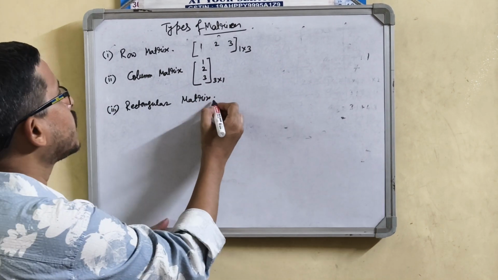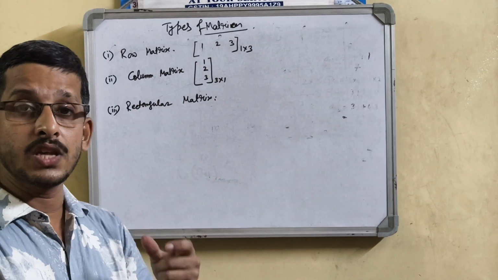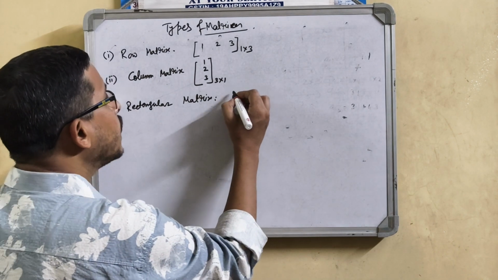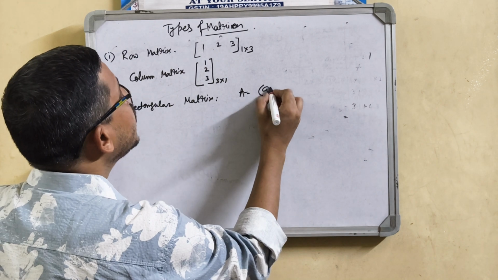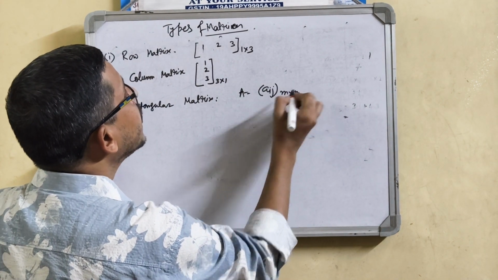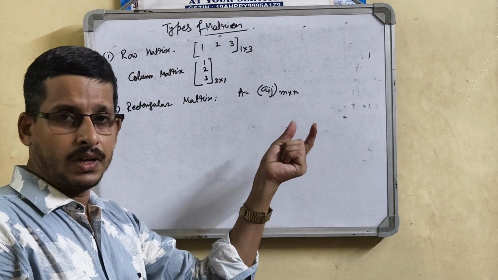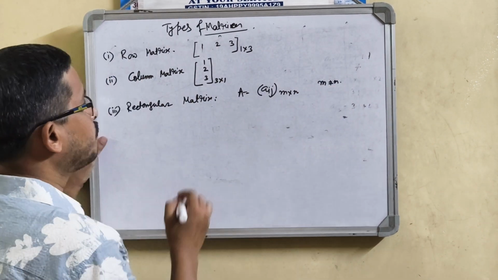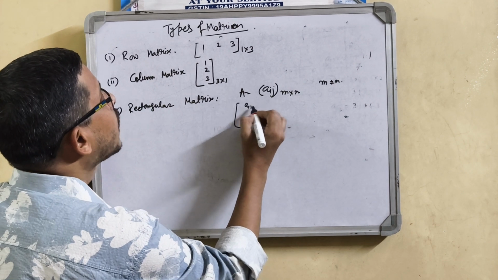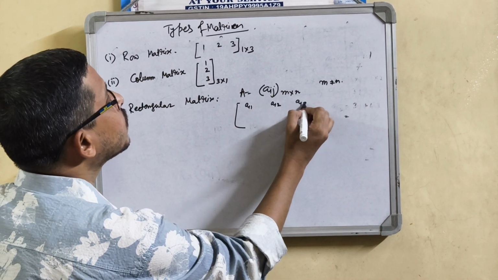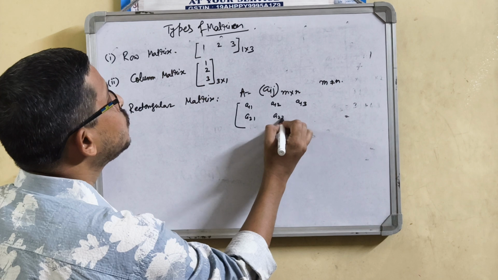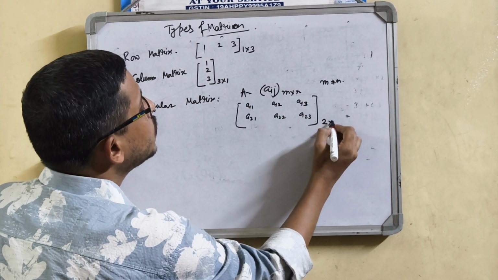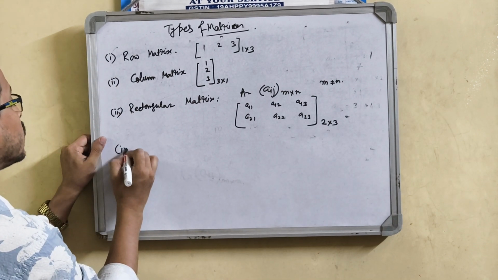What is a rectangular matrix? A rectangular matrix is a matrix whose number of rows and number of columns are not the same. Say A is equal to aij of m by n. A is said to be a rectangular matrix if the number of rows is not equal to the number of columns. That means A11, A12, A13, A21, A22 and A23. This is a rectangular matrix. The number of rows is 2 and the number of columns is 3.